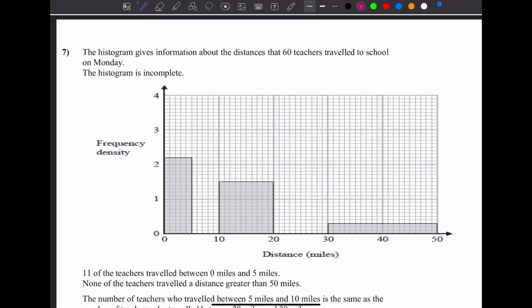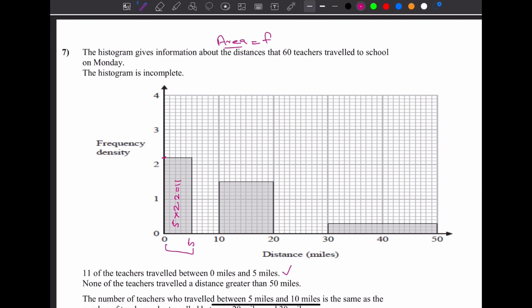Histogram. Remember, if they give you a histogram, always work out the area, which is basically your frequency. So there are 11 teachers between 0 and 5. They could have told us, but I know the width is 5. So 0 to 5, that's 5 times, how much is that? 2.2, isn't it? Which is 11. No idea why they said that. We can still work it out.